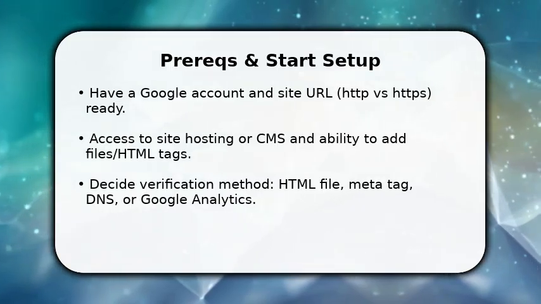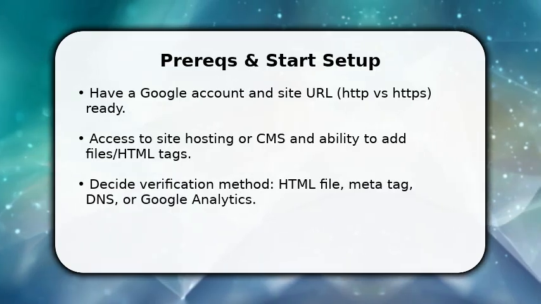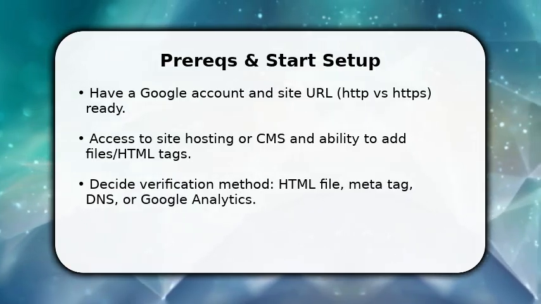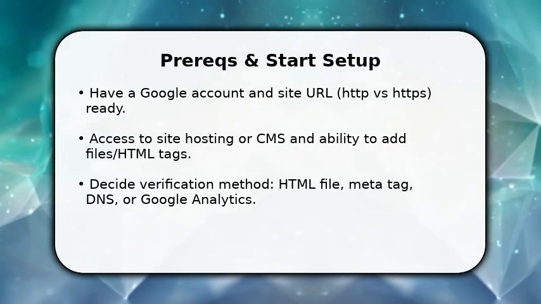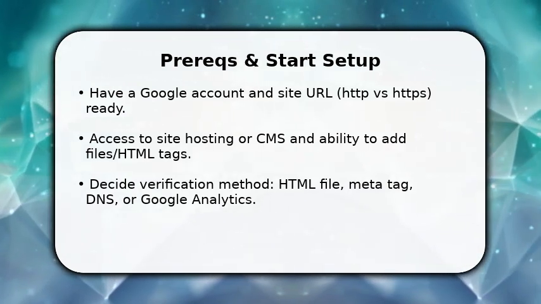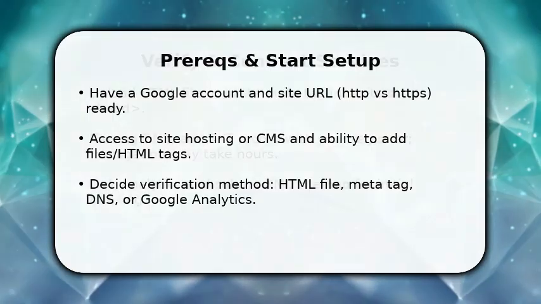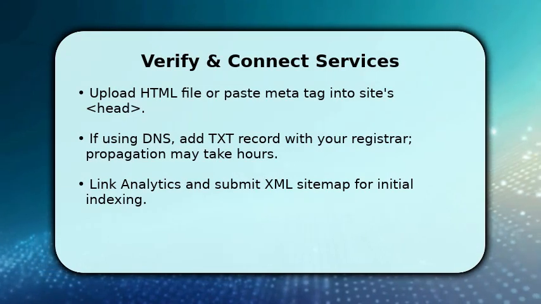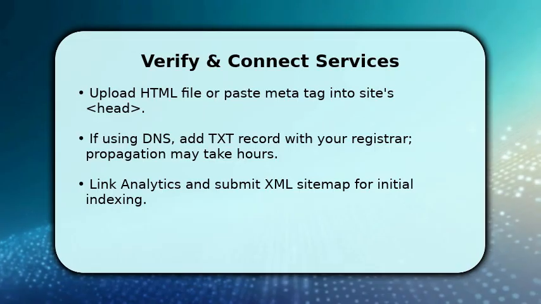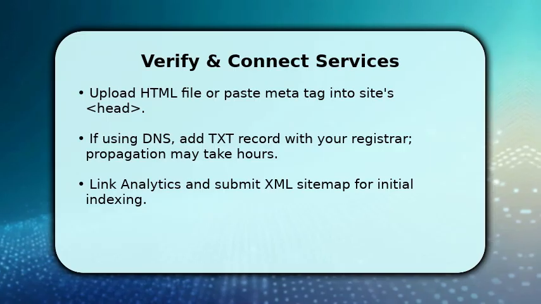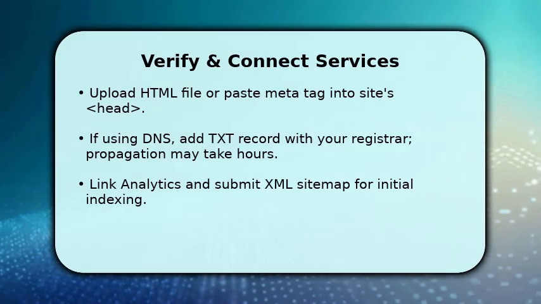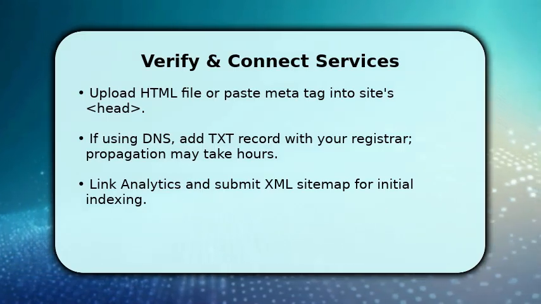Make sure to use the right property type. After you select the method, follow the provided verification instructions and do not close the tab until verification completes. Once you start verification, upload the HTML file to your site root or paste the meta tag into the head section. Save and reload verification. If DNS is chosen, add the TXT record at your registrar and wait for propagation, then verify.